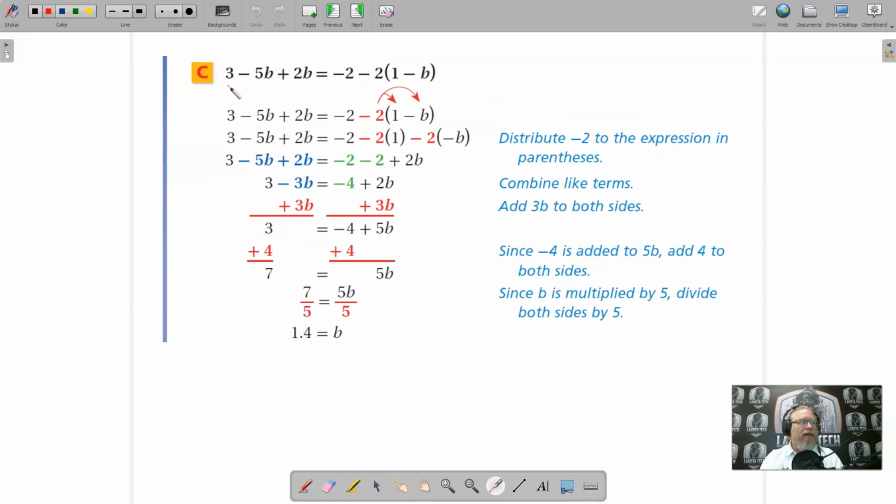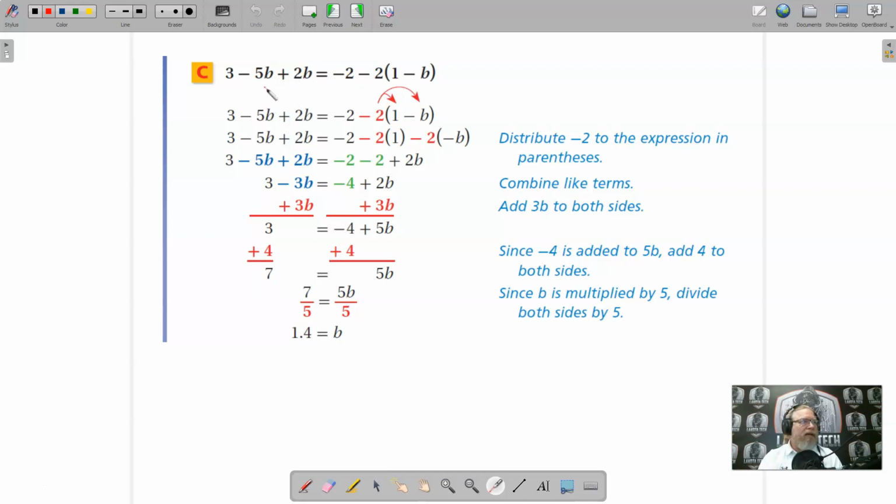Example C, looks like we're going to have to combine like terms on the left, and then we're going to have to use the distributive property over on the right. Then we're going to have terms of b on both sides, so we're going to have to collect or move the variables over to one side or the other, and then we can go ahead and get down to a 1 or 2 step equation from that point. So a little bit of work to do. Let's go ahead and start on that.